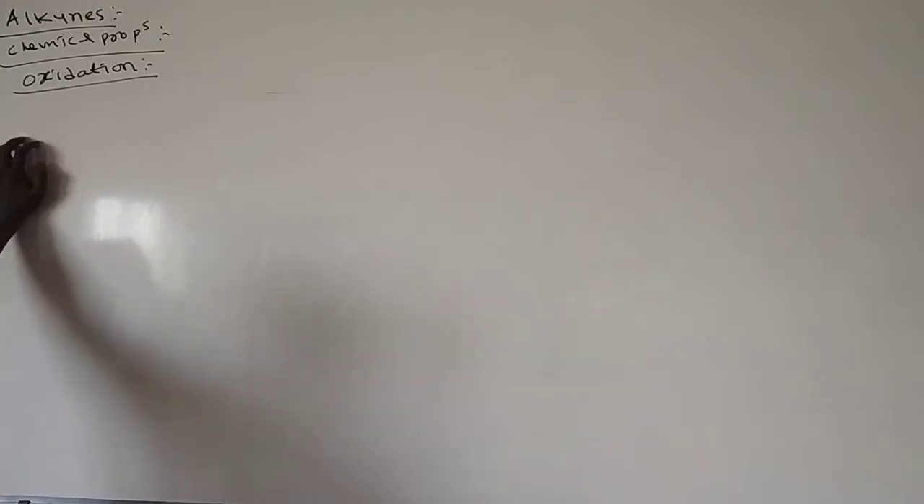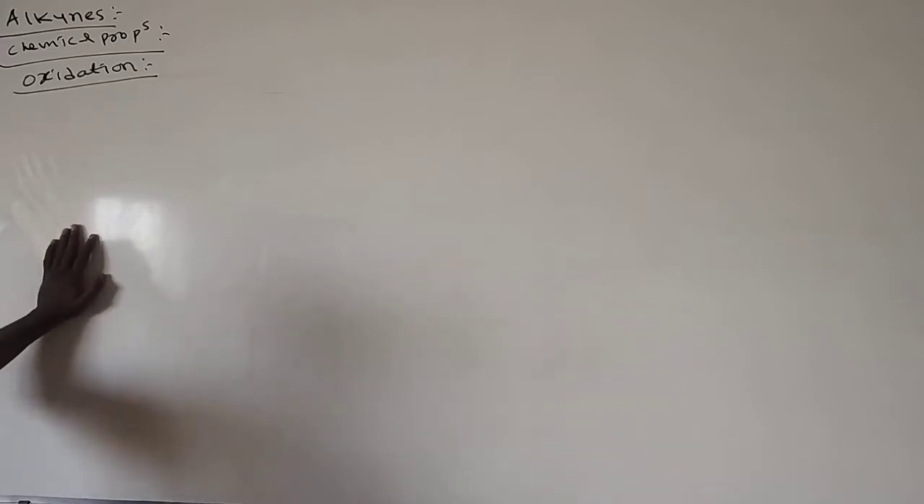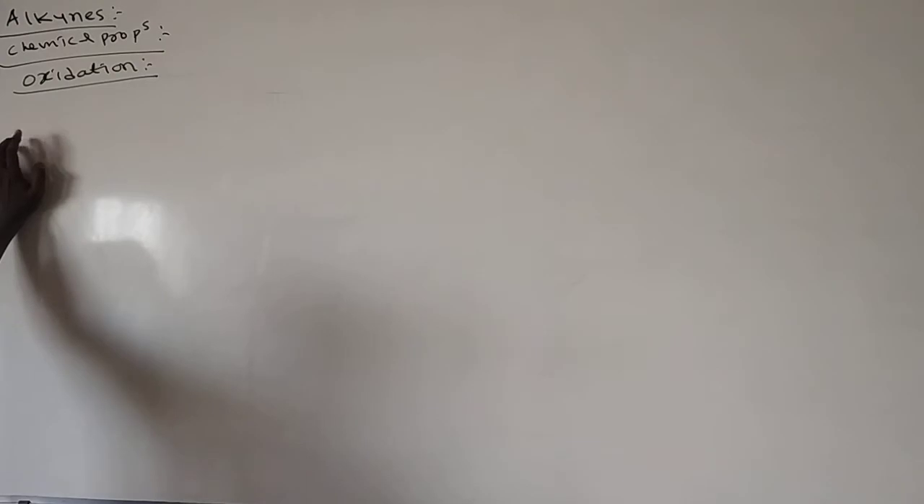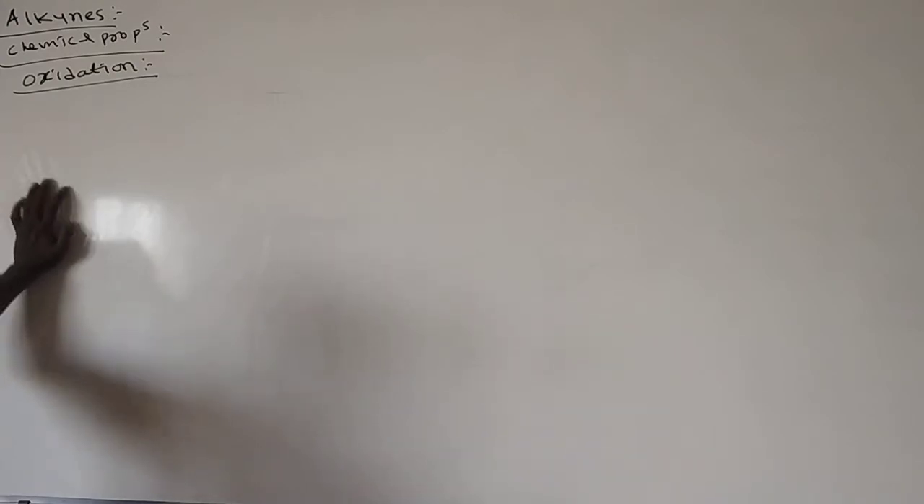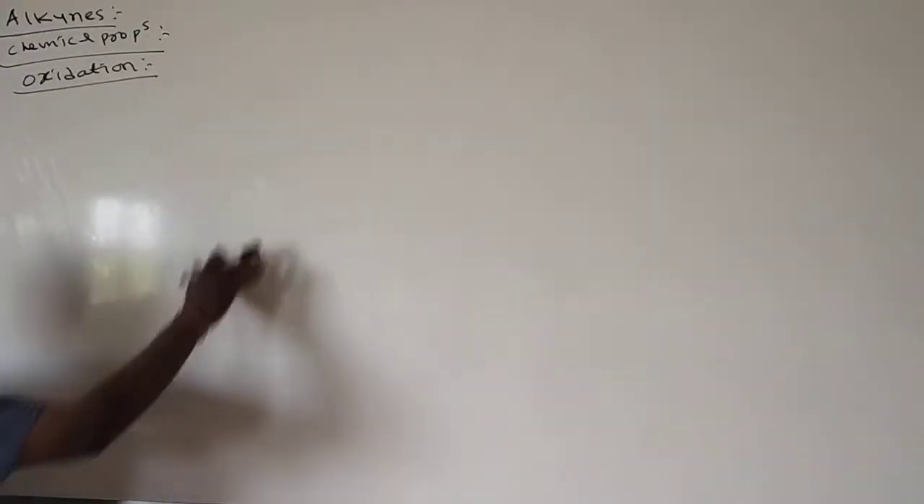In continuation of chemical properties of alkynes, the last chemical property is oxidation. Yesterday we saw electrophilic addition reactions, nucleophilic addition reactions, and polymerization of alkynes also. Today we discuss the oxidation of alkynes. What do you get by the oxidation of alkynes?